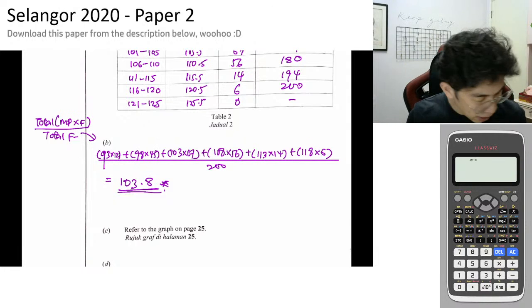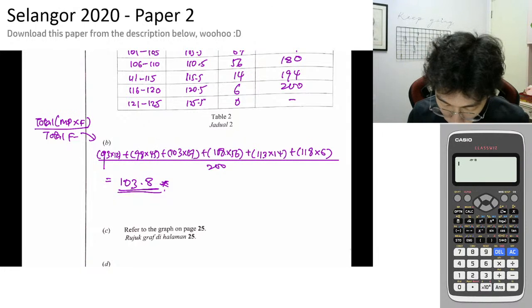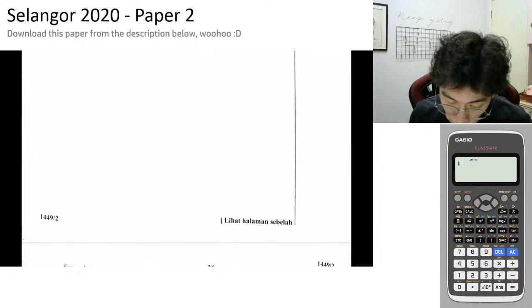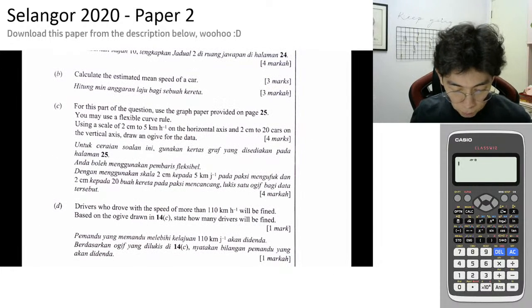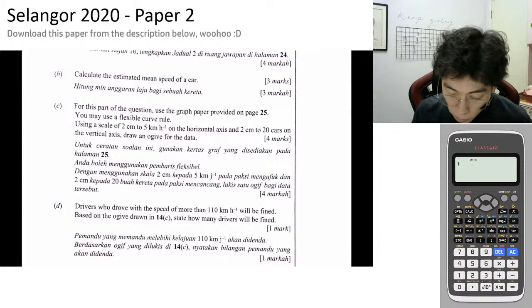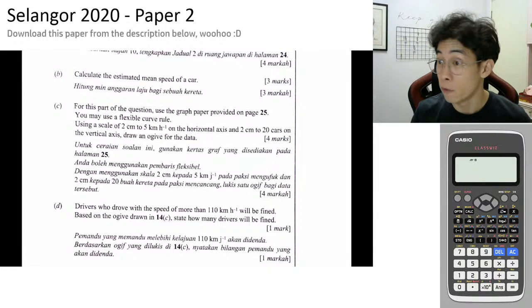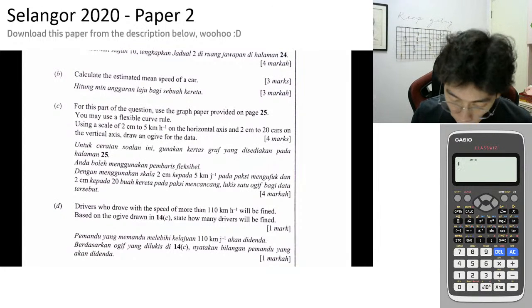Okay, so next you have your final part C, the drawing. Let me show you the graph. So for the final one, I already drew it partially for you. I highlighted the part for you, see.